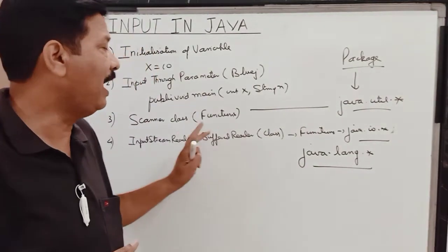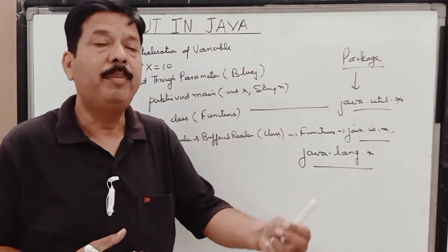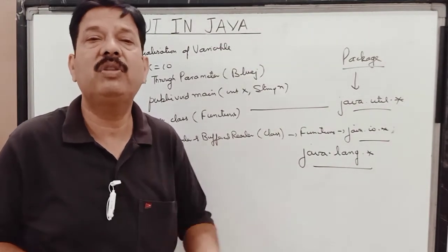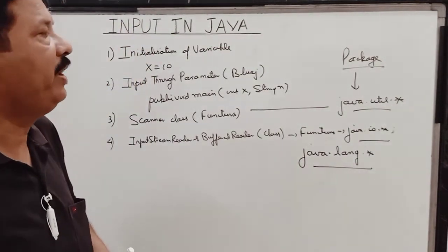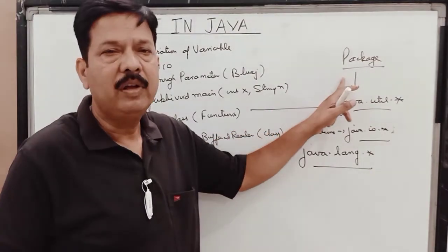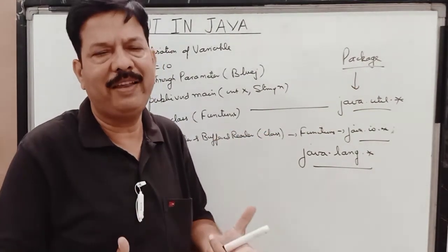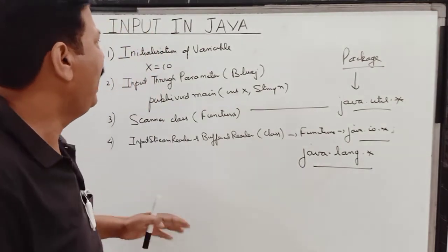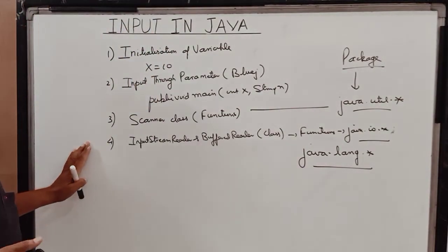So it is not the class we are using, but the functions, and to reach that function we must reach the class. So children, I am saying that a package is a group of classes. It is a folder of classes of the same type. And children, there are 4 ways through which we have entered values.